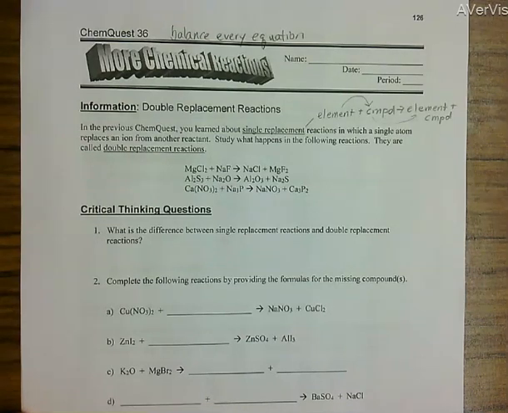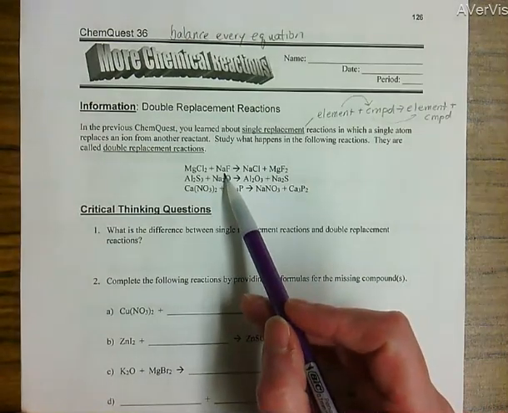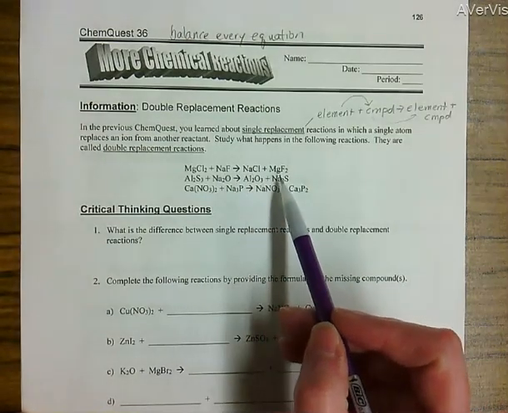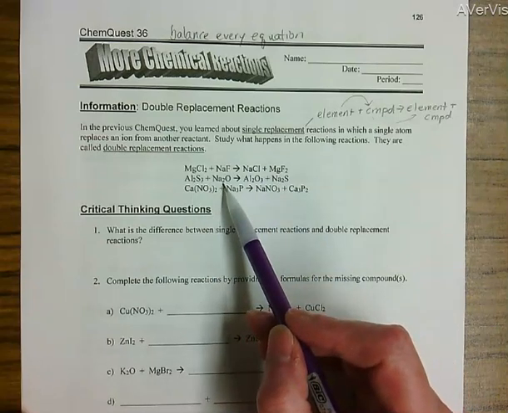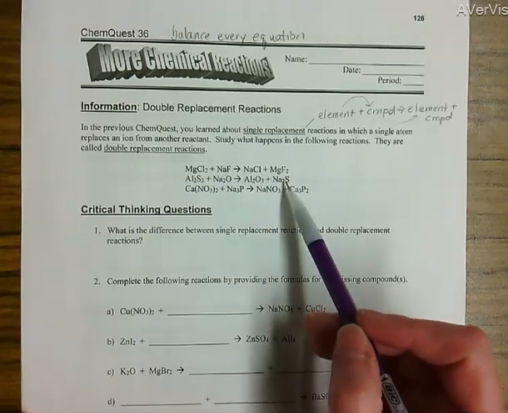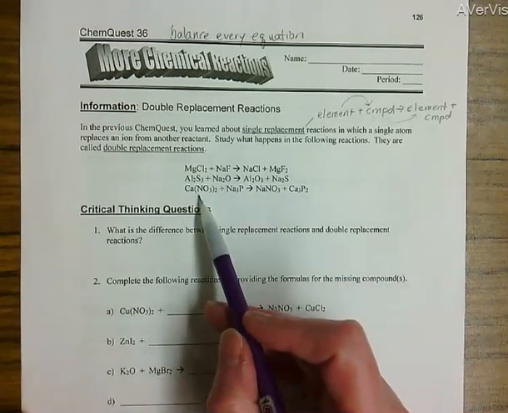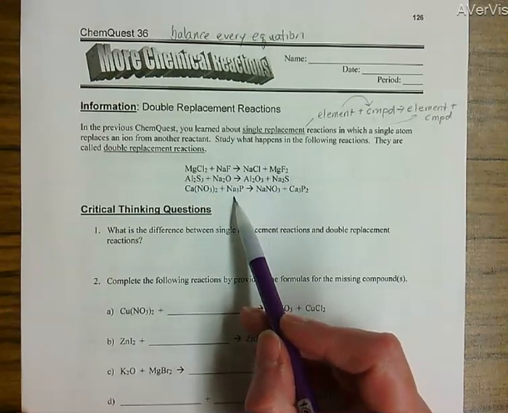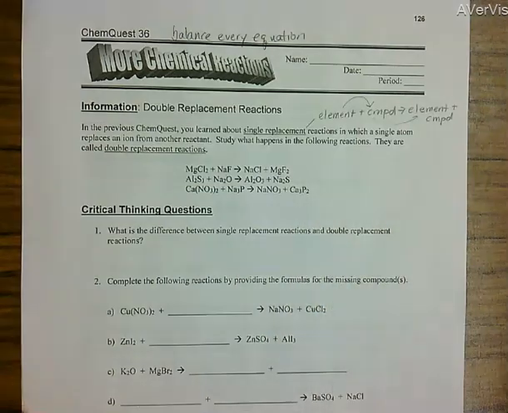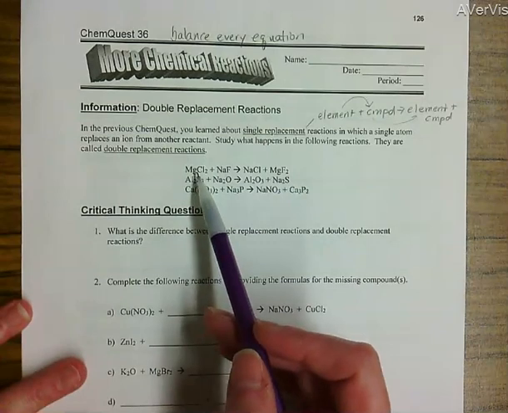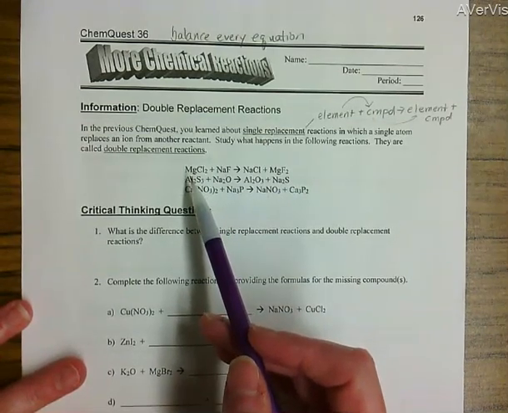Study what happens in the following reactions. They are called double replacement reactions. So we have magnesium chloride reacting with sodium fluoride to produce sodium chloride plus magnesium fluoride. Aluminum sulfide reacts with sodium oxide to produce aluminum oxide and sodium sulfide. Calcium nitrate reacts with sodium phosphide to produce sodium nitrate and calcium phosphide. Now, I do want you to balance everything, so we'll even balance these because you've already talked in class about how to balance chemical equations.